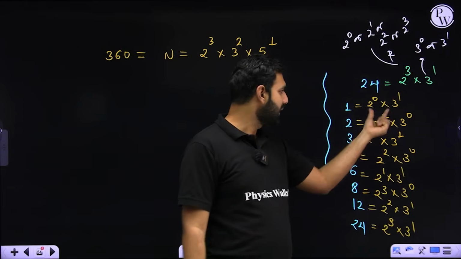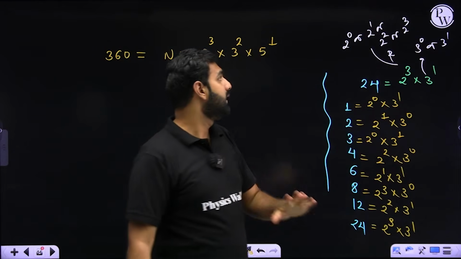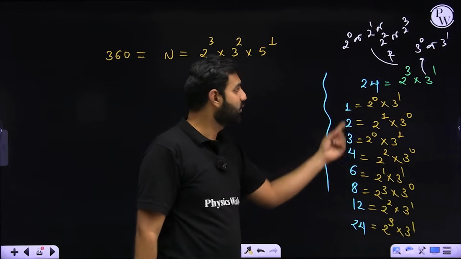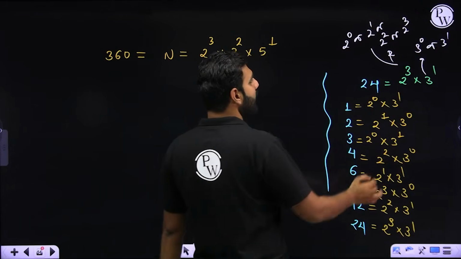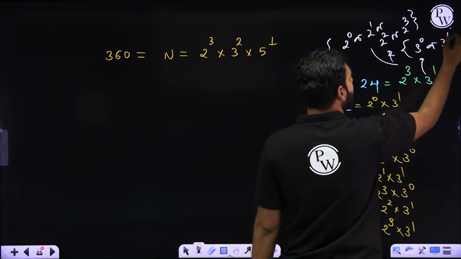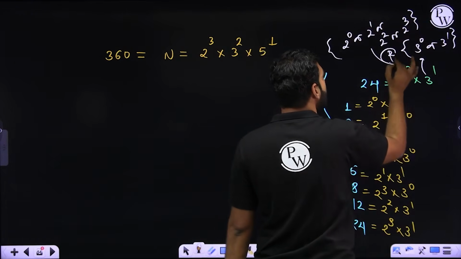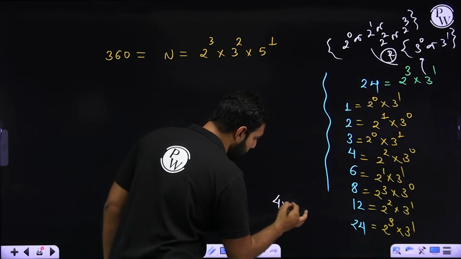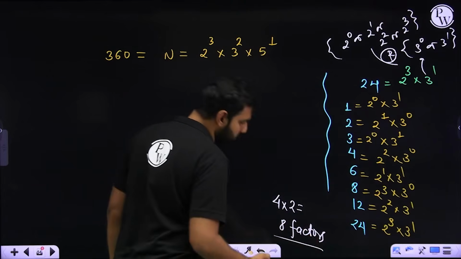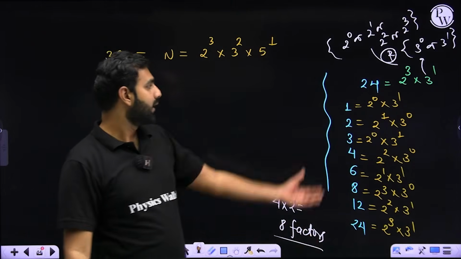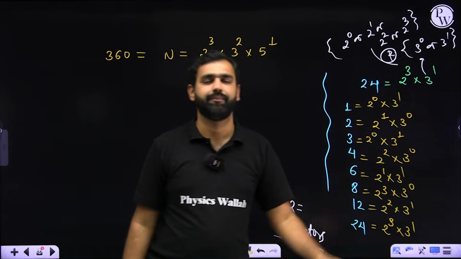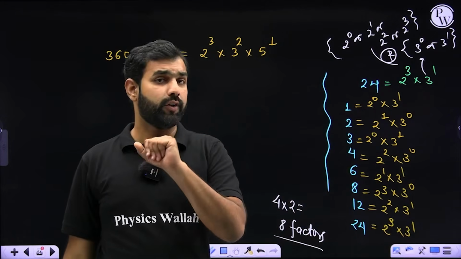So now whichever combination I choose, let's say I have chosen 2 to the power 0 and 3 to the power 0, which made it 1, and 1 could divide 24. Let's say I'm choosing 2 to the power 1 and 3 to the power 1, which is 6, and 6 was able to divide 24. So if I look at 2 cube, it had 4 choices. If I look at 3 to the power 1, it had 2 choices. So 4 into 2 gave me 8 choices. So total 8 numbers were there which could divide 24 perfectly. Can you not see it right there? 1, 2, 3, 4, 5, 6, 7, 8.